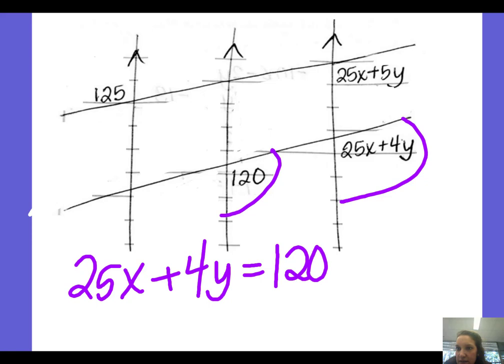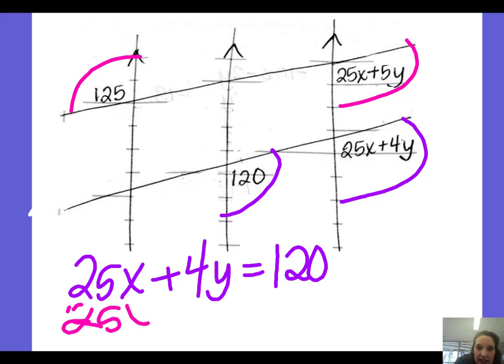Then I also notice that this angle and this angle are alternate exterior angles. So by the alternate exterior angle theorem, because these lines are parallel, I know that those two angles are congruent. So I can say 25x plus 5y equals 125.